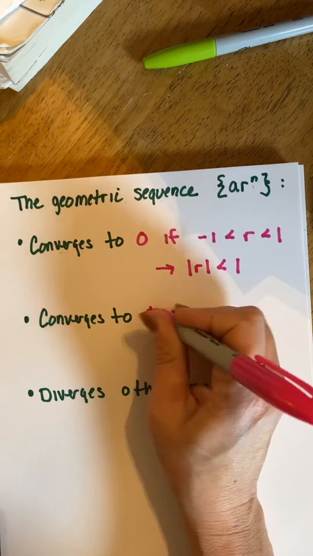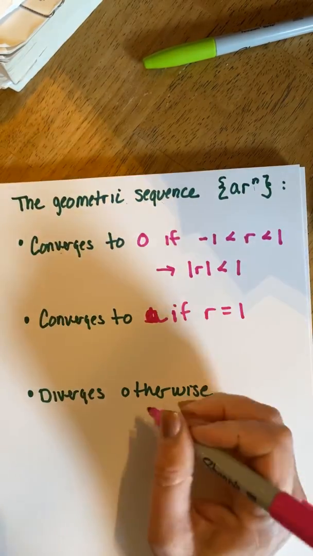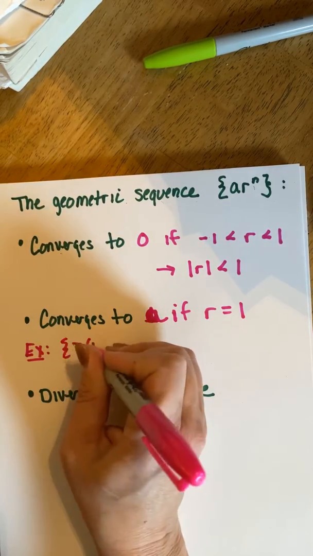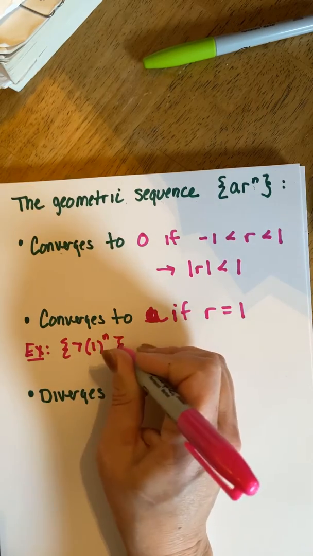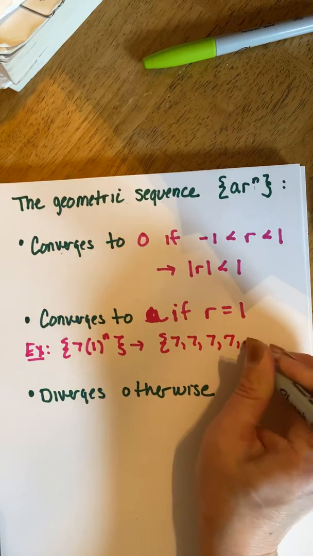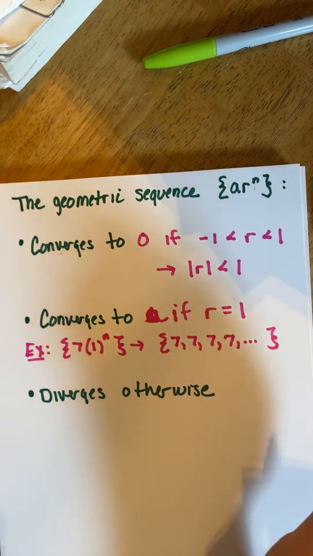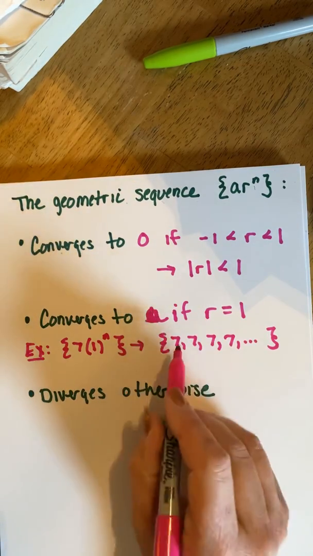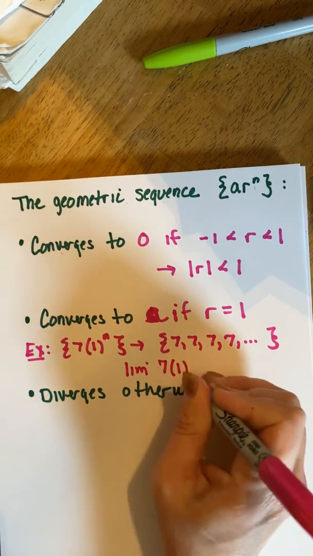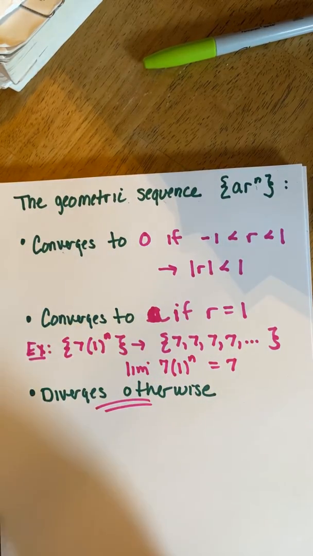Oh, nope, sorry, because I'm looking at it like this. It's going to converge to a if r is equal to 1. So for example, if we had 7 times 1 to the n, at n is 1 it's 7, 7, 7, 7. So it would just be, not very interesting, the constant sequence 7. So it would converge to that value right here, a, and the limit of 7 times 1 to the n is equal to 7. And then it diverges otherwise.